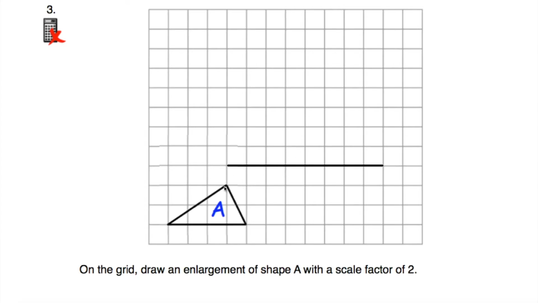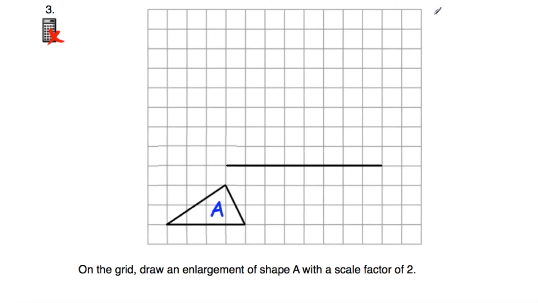Okay, now we need to figure out where the top of the triangle will be. Now there's a few different ways we can do that. One way we can do it is, I'm going to look at this line here. It's 1 across and 2 up. Because it's scale factor 2, instead of going 1 across and 2 up, we're going to double it. So we're going to go 2 across and 4 up. So let's go to this point here, and we're going to go 2 across and 4 up.